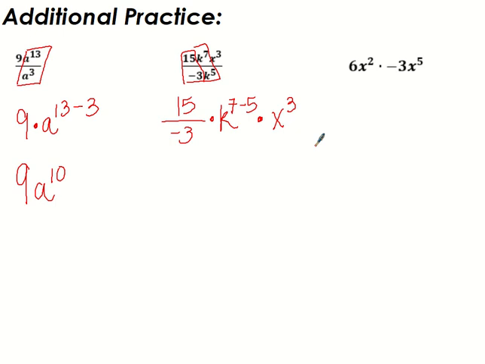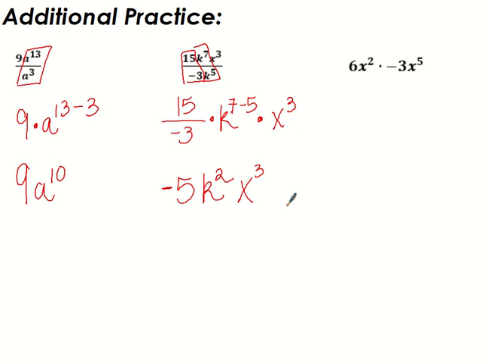But what's really nice is we can reduce 15 over 3. That's 5. And because they're opposite signs, it's negative 5. Then we have k to the 2nd, because 7 take away 5 is 2. And then we have nothing with x, so we just leave it, x to the 3rd. So when you're doing these, just do one piece at a time and then bring them all back together, because they don't have the same base, so you can't do anything until you're done with all of them.